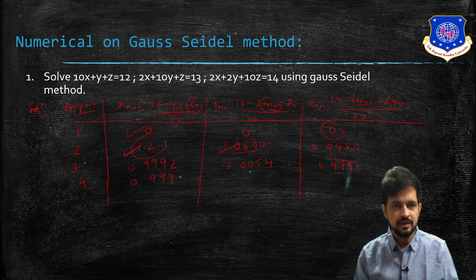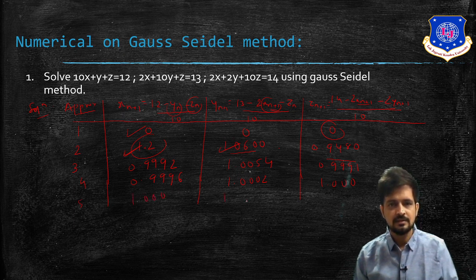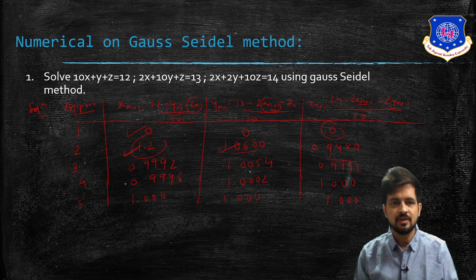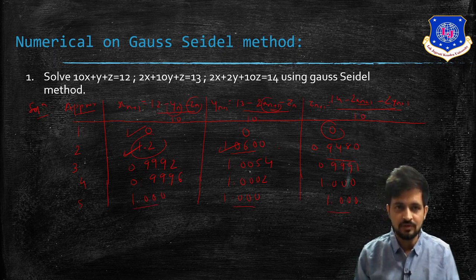In this way you have to use the latest values and you can get the answers. You have to solve it by yourself. Up to which value do you have to find the answer? In this sum the values of x, y, z become the same. Here 1, 1, 1 is the solution of this.